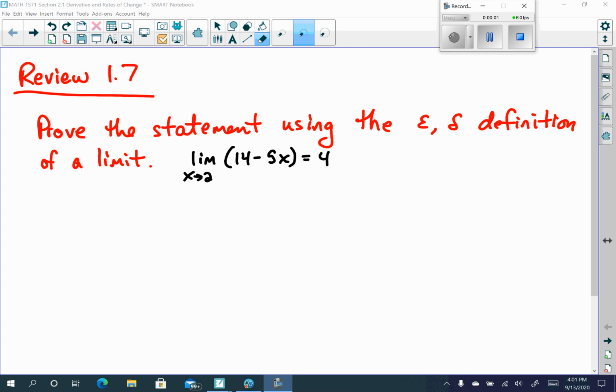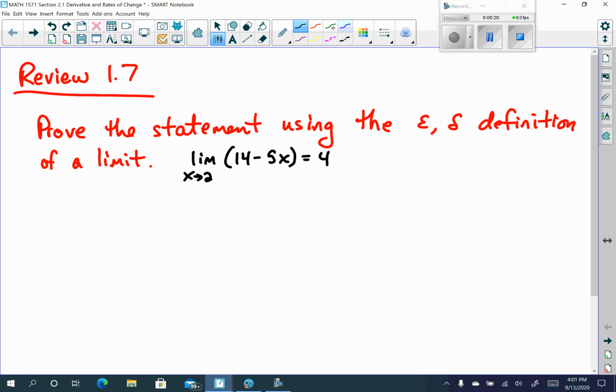I wanted to start this lesson out by reviewing one question from section 1.7 and then one from 1.8. So again, pause the video whenever you feel it's necessary to copy a problem down or keep up with the notes. All right, so here we want to prove the statement using the epsilon delta definition of a limit.